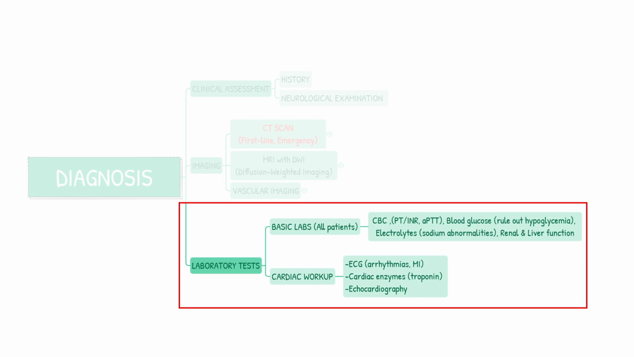A cardiac workup is essential to identify cardioembolic sources. This includes ECG to look for arrhythmias like atrial fibrillation or signs of MI, cardiac enzymes such as troponin, and echocardiography to assess for structural heart disease, valvular abnormalities, or intracardiac thrombus.